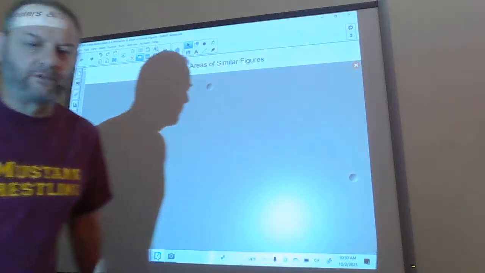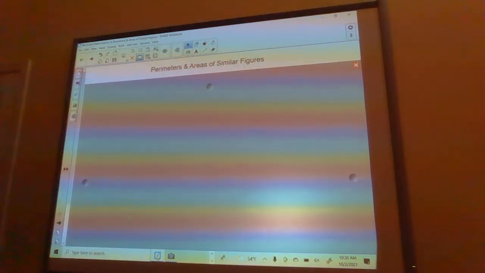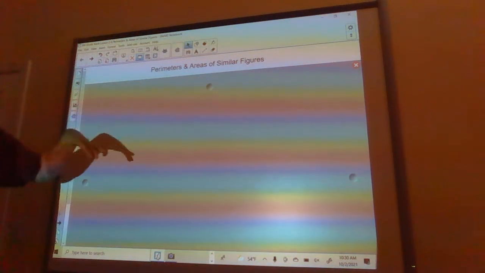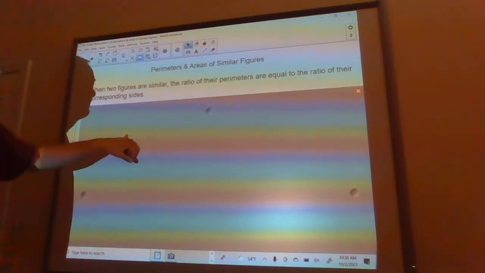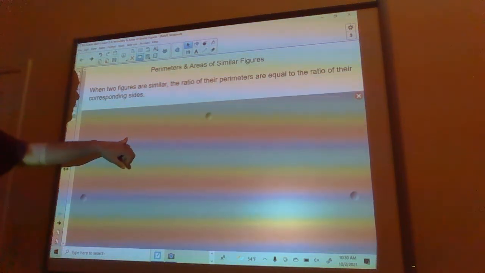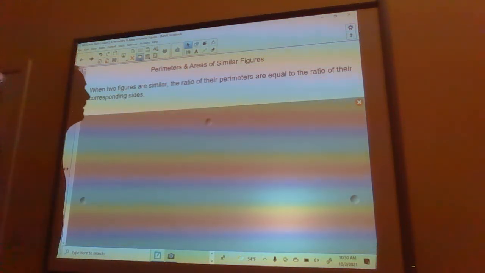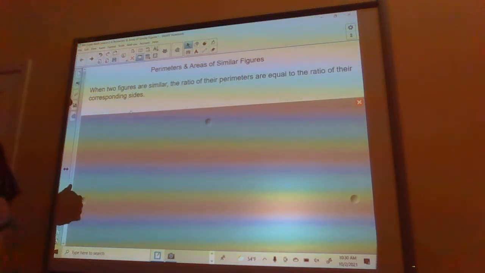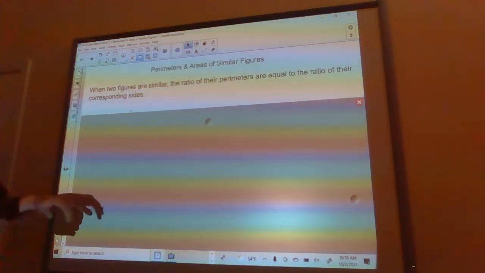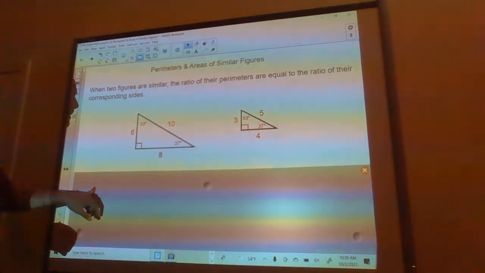Good morning, everybody. So today we're going to talk about perimeters and areas of similar figures. Now, this is one of the tougher lessons that we have in this unit. When two figures are similar, the ratio of their perimeters is equal to the ratio of their corresponding sides.